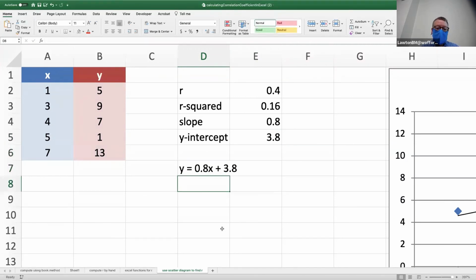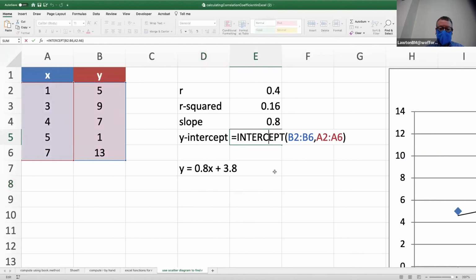If I wanted to predict y when x equals 1.5, I would just plug in 1.5 for x. I would say 0.8 times 1.5 plus 3.8. So all I did was say intercept, and then the trick was it tells me put the y's first. That's kind of the only place people make a mistake, is they put the x's first. So always watch, y's first, and then x.